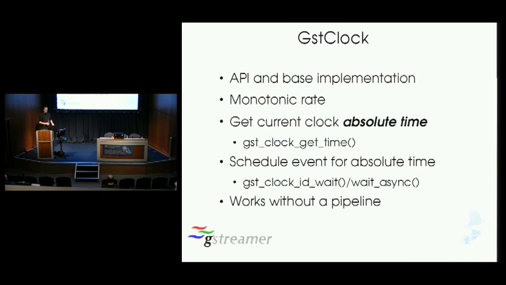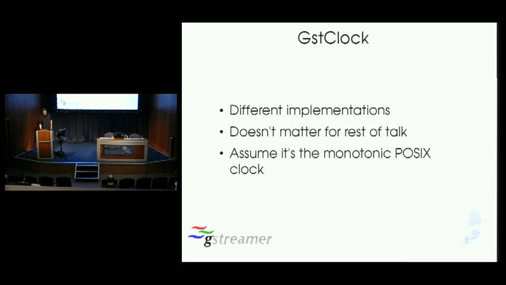And then the other API that we have in GStreamer for the clocks is to be able to, along with the clock, say, wait until this absolute time on your clock, synchronously or asynchronously. All of that works without a pipeline. You don't need a pipeline to use a GStreamer clock. So, where do we go from here? I needed to shorten this talk. There are plenty of different implementations. It doesn't matter for the rest of this talk.